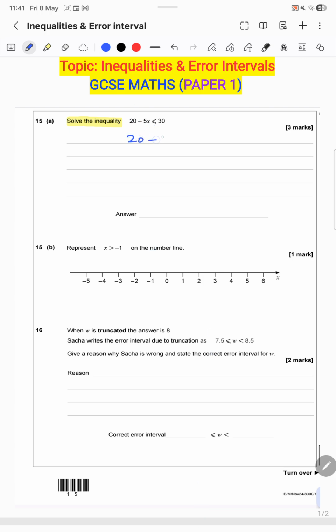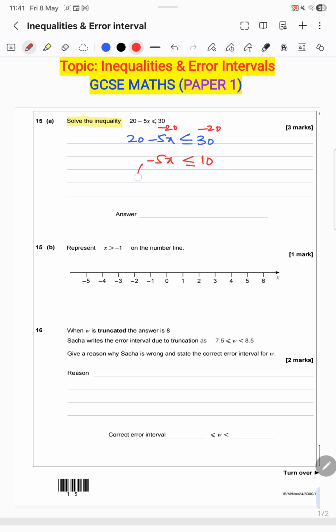So you have 20 minus 5x is less than or equal to 30. If you take away 20 from both sides, plus 20 minus 20 is 0. So minus 5x is less than or equal to 30 take away 20, which is 10.